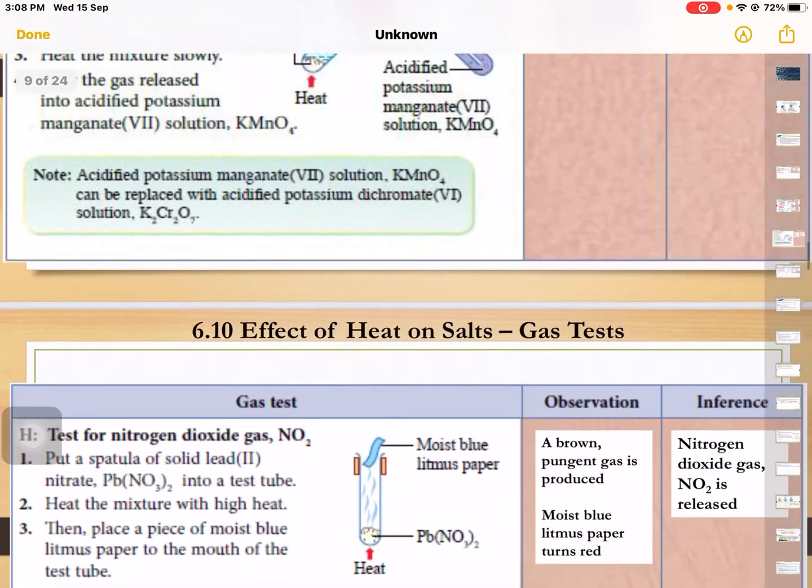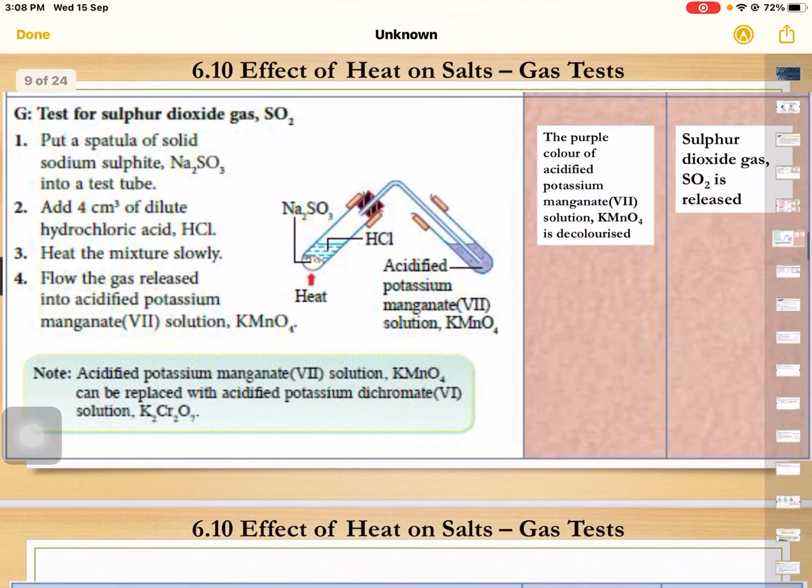Okay, we have another last two gas, and then test for sulfur dioxide gas. So, the material that is used is solid sodium sulfate added with dilute hydrochloric acid. The mixture is heated and then the gas is released. So, flow the gas released into the acidified potassium manganate(VII) solution.